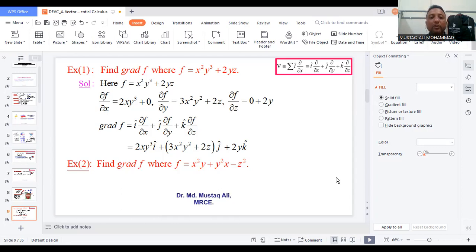So plus 2yz. Second term is 2yz. Here practicing the partial differentiation with respect to x, so y and z become constants and their constant derivative, generally the constant derivative is 0. So dou f by dou x value we obtained as 2xy cube. Next, dou f by dou y equal to 3x square y square plus 2z.